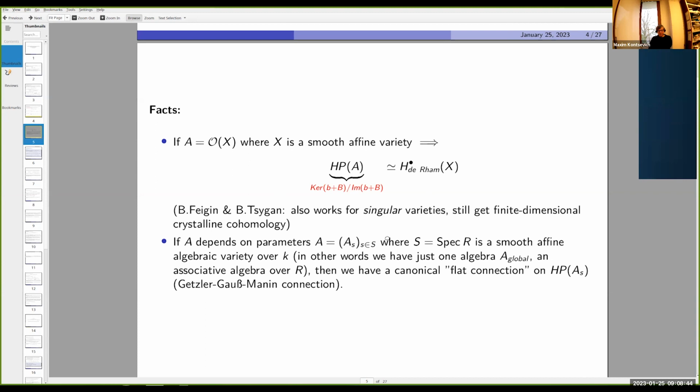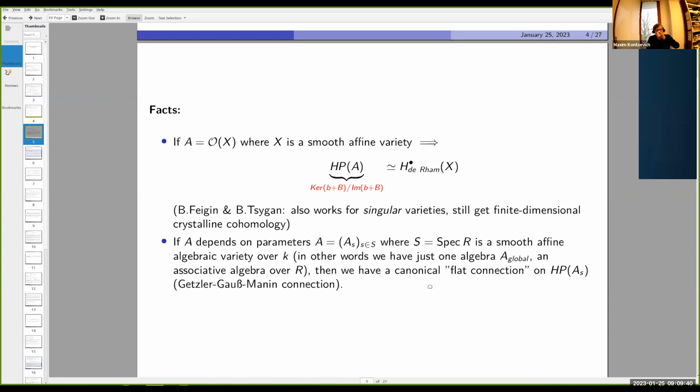And the next story is when the algebra depends on parameters. The parameters are the spectrum of some, let's say again, smooth affine variety, though it could be non-smooth. So what does it mean that an algebra depends on parameters? You have just one associative algebra with a big center, which is the algebra of functions on this variety. And then one can localize at any point, get a small algebra, and get a family of small algebras. Then we have a canonical flat connection on this family of periodic cyclic homology. It was discovered by Ezra Getzler many years ago by a kind of brute force calculation. And these days it's better understood as a consequence of some calculus of operations on Hochschild homology and cohomology, with some little disk operators.